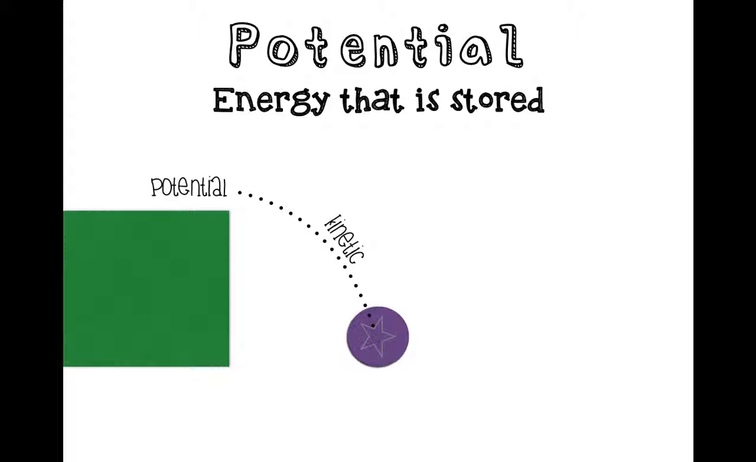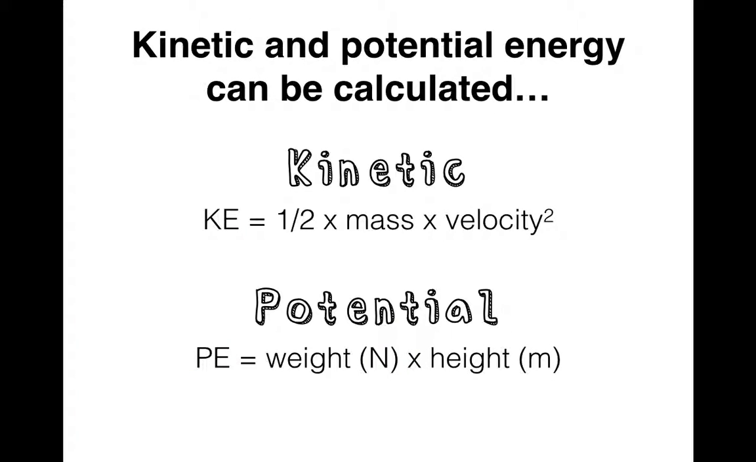Another way to take a look at it is by calculating kinetic and potential energy using these formulas. For kinetic energy, the formula is KE equals 1/2 multiplied by the mass of the object in kilograms multiplied by the velocity of the object in meters per second squared. Potential energy is PE equals weight in newtons multiplied by the height of the object in meters.